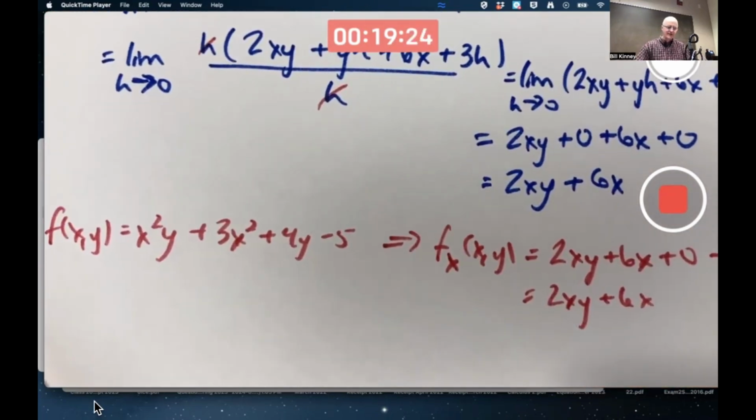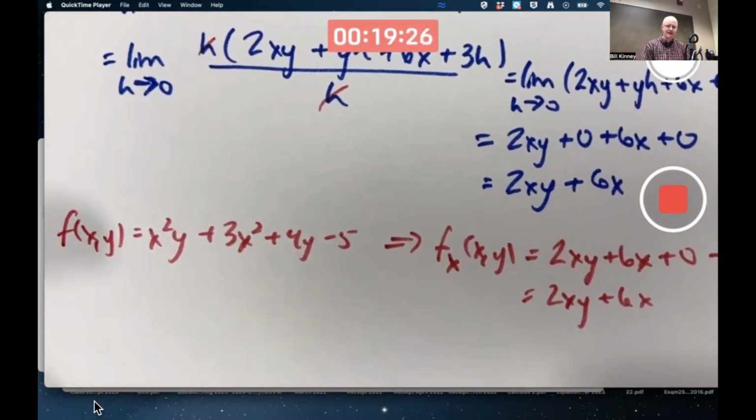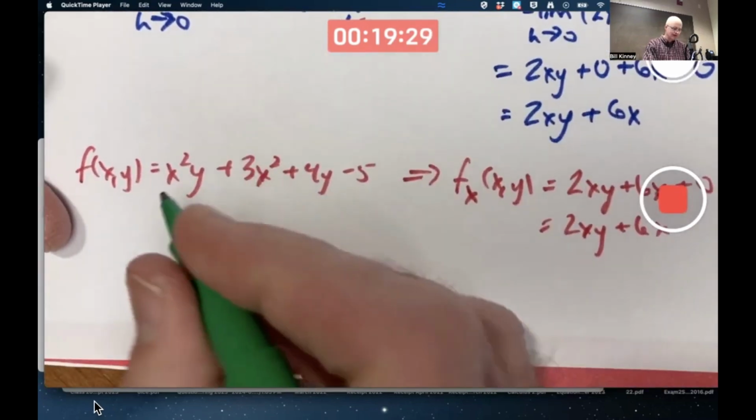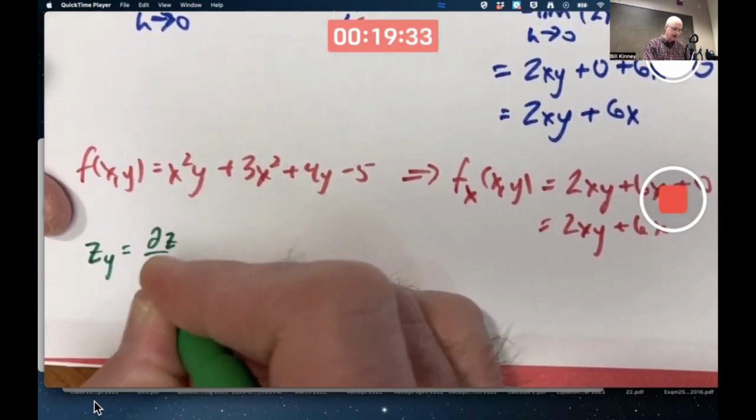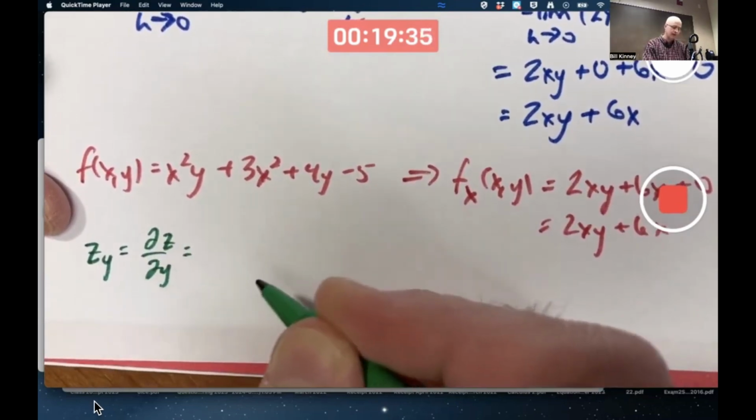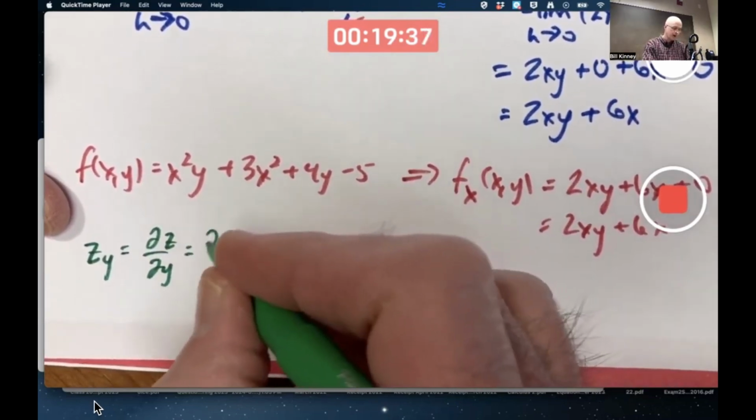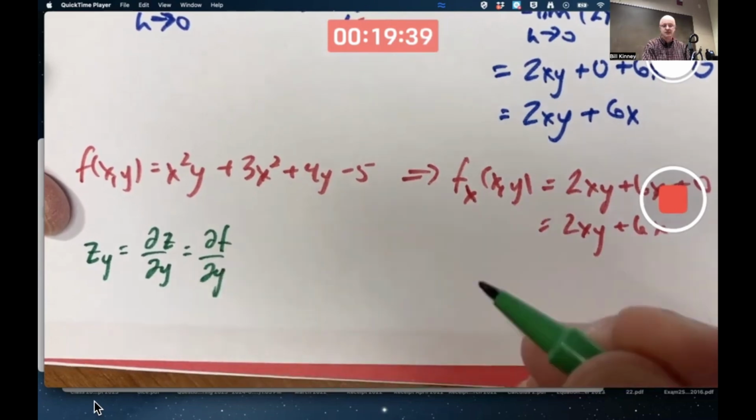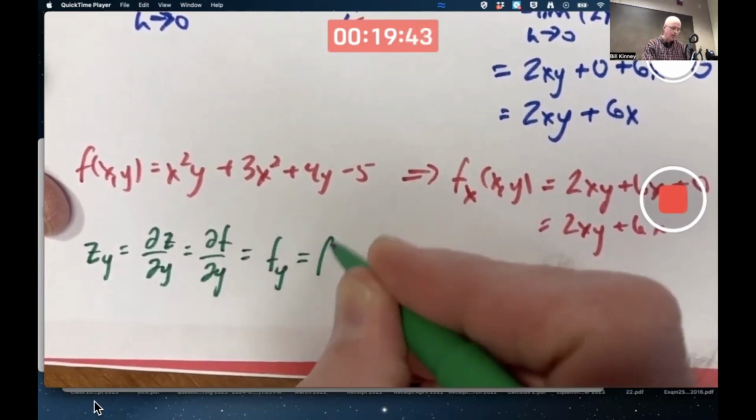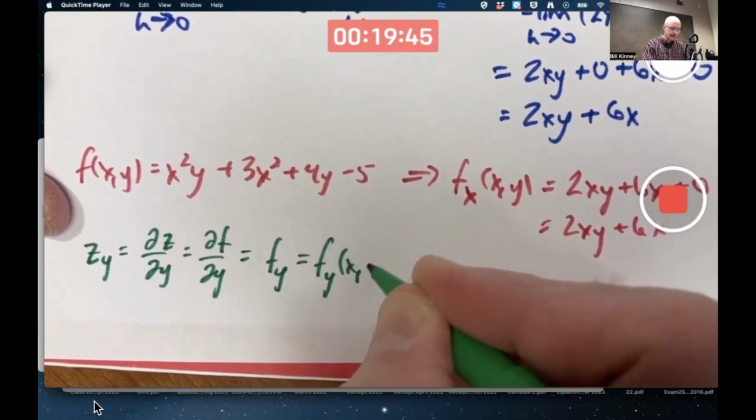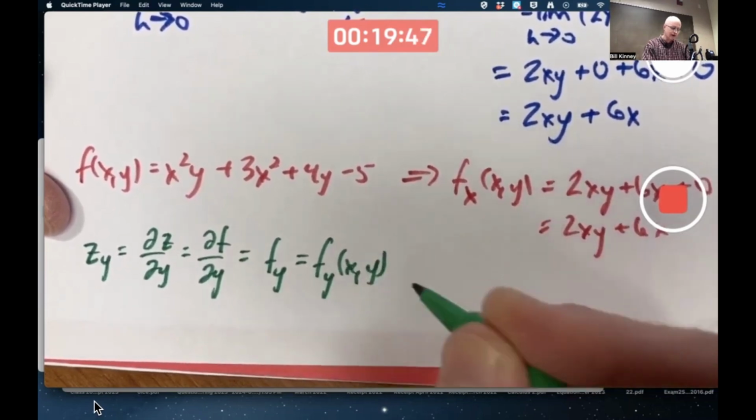Partial of f with respect to the other variable, y. Partial z, partial y. dz, dy if you prefer. Partial f, partial y. df, dy if you prefer. Fy, or probably mostly I'll write it like this, Fy of x, y.